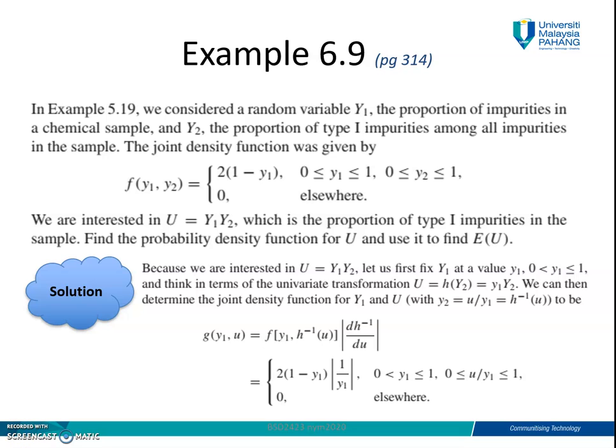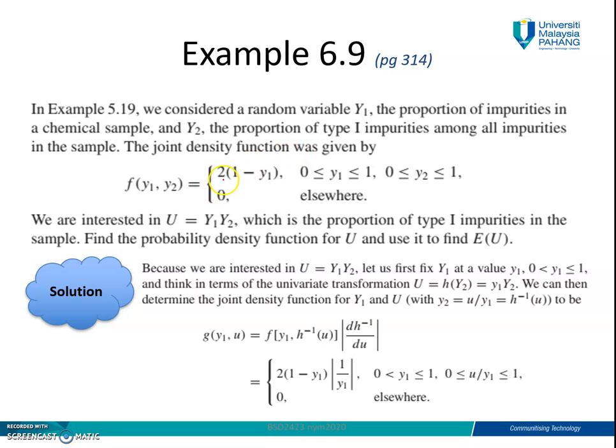So in this video, we will discuss example 6.9, which uses the method of transformation as well. In example 5.19, we consider a random variable y1, the proportion of impurities in a chemical sample, and y2 is the proportion of type 1 impurities among all impurities in the sample. And the joint density function was given as this.